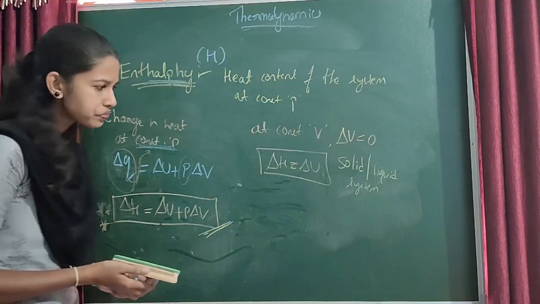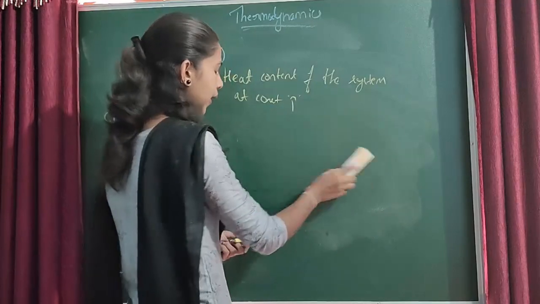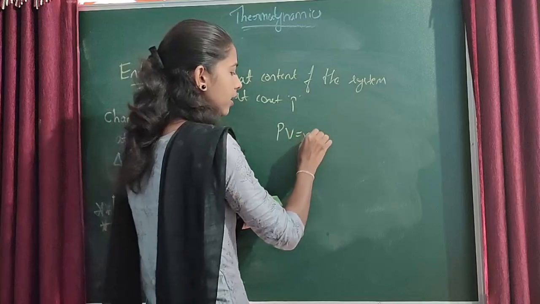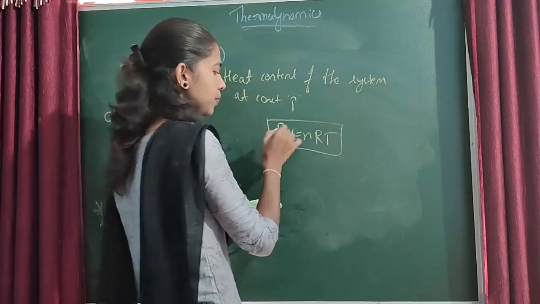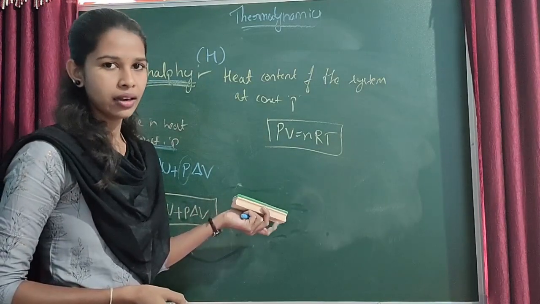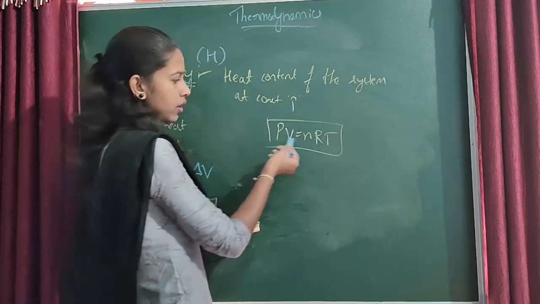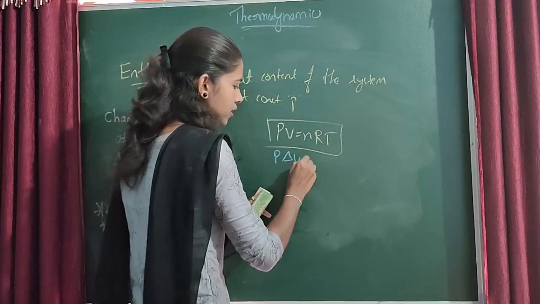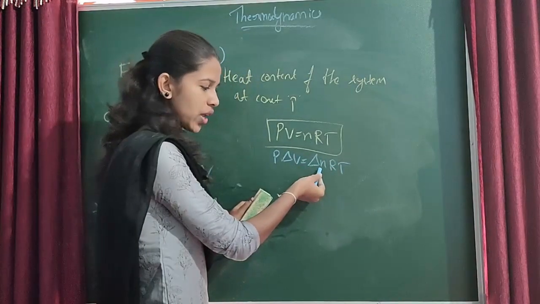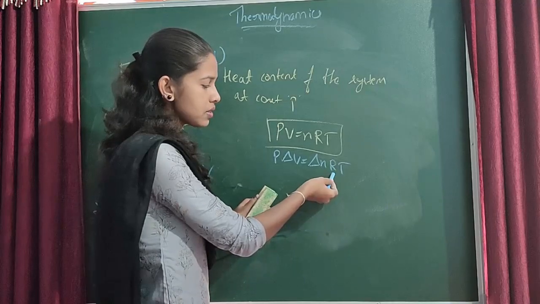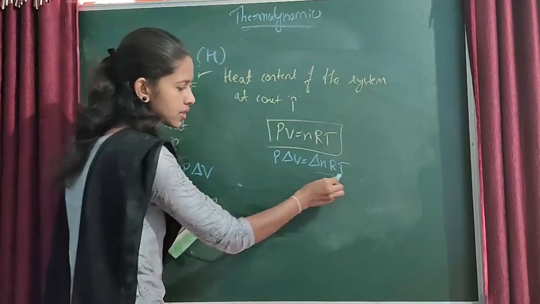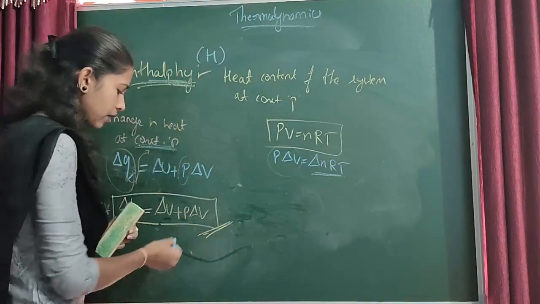Now, let's consider the ideal gas equation. You know about the ideal gas equation, right? PV is equal to nRT. You are going to study this ideal gas equation in detail in the chapter States of Matter. Here, P into delta V is equal to delta n RT. Here, delta n means change in number of moles, R means universal gas constant, T means temperature. I can substitute this delta nRT in the place of P delta V in this equation.